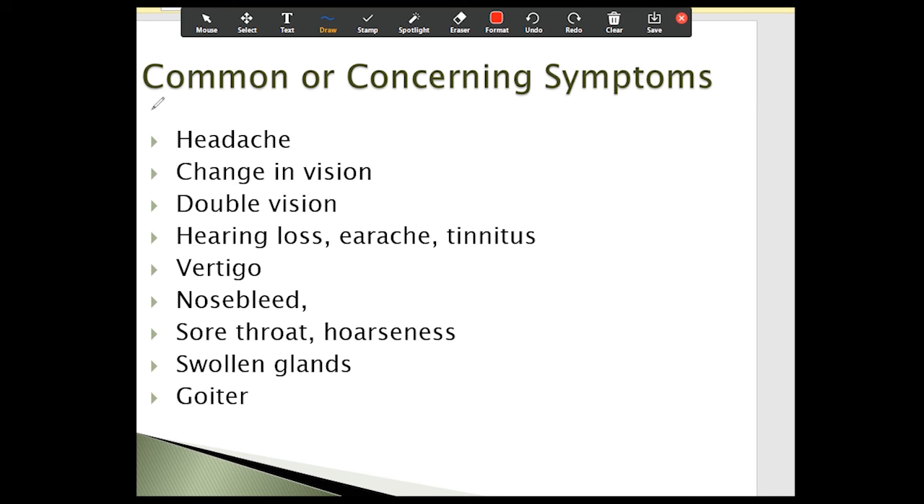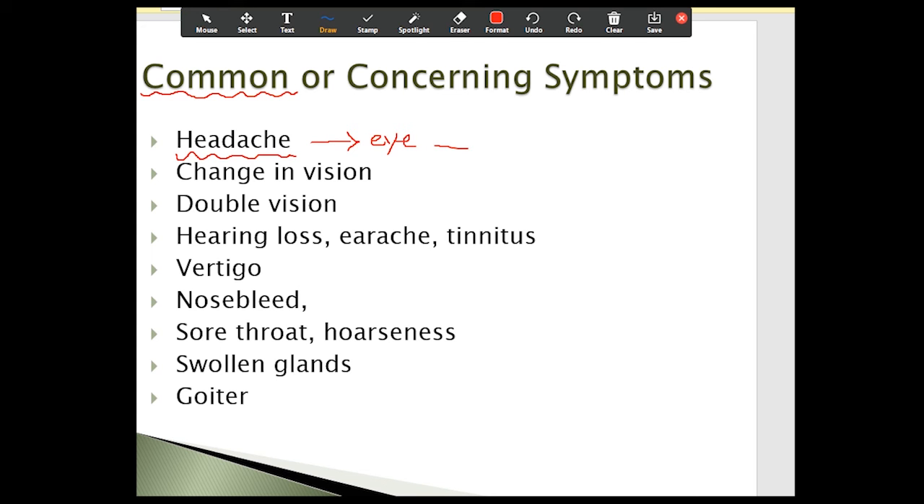And the common symptoms related to the head and neck. A pretty common one is headache. People come in with headache. Headache may be caused by a lot of reasons. Eye problems can cause headache, nose problems can cause headache, and even sometimes ear problems can cause headache. So there are a lot of reasons, and then we check to find what reason caused the headache.